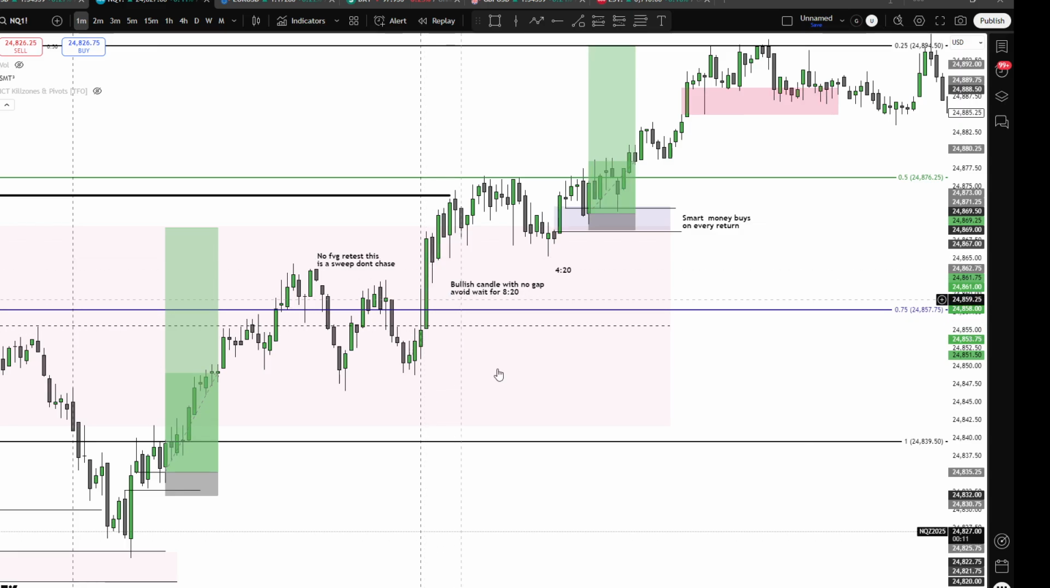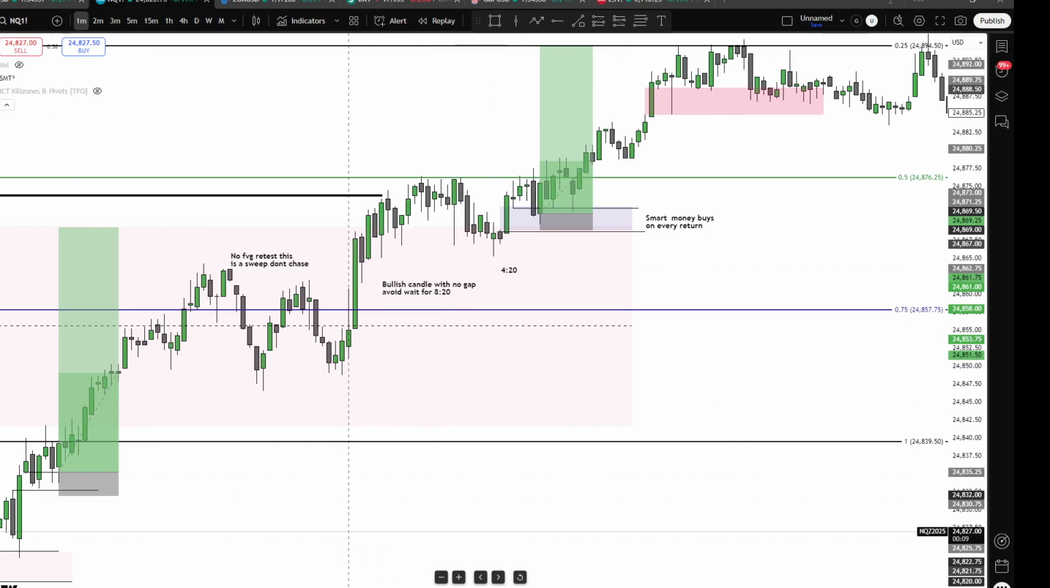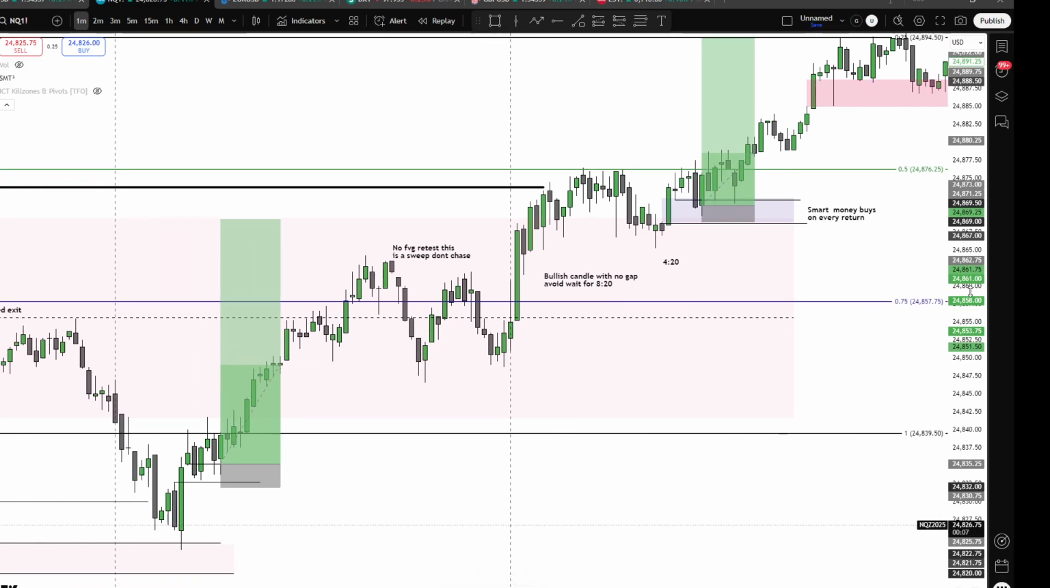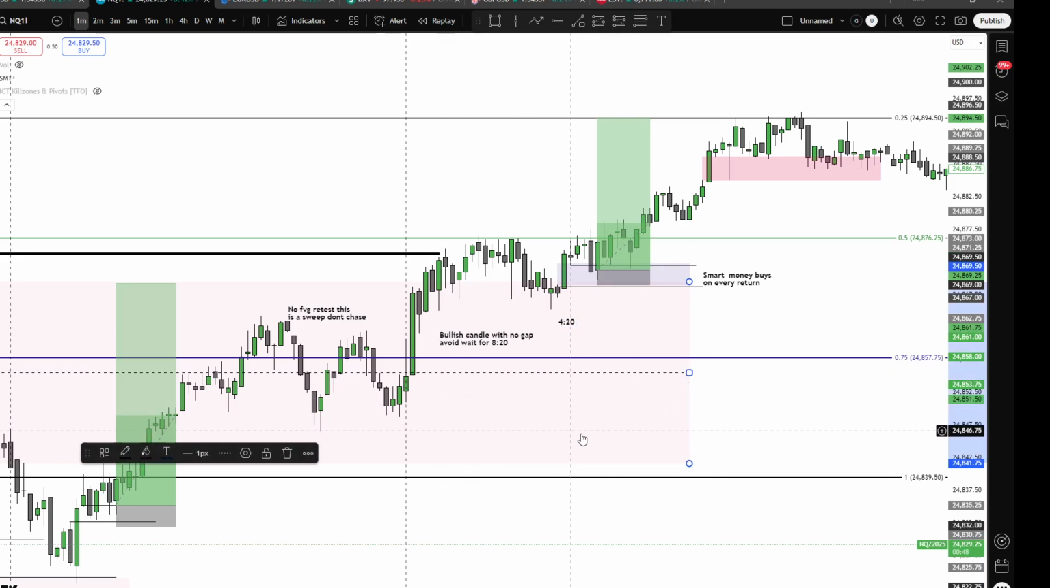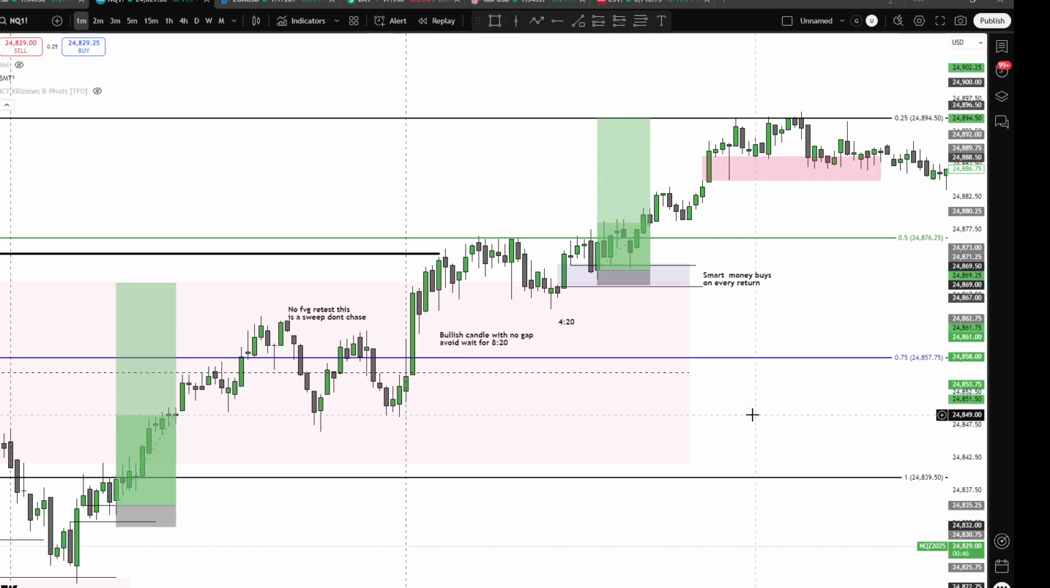If you are buying bullish candles with no fair value gaps, you're going to lose a lot of money. I have lost a lot of money. Wait for 4:20. If there is no setup at 4:20, wait for 4:30, 4:50. You keep moving like that. This is a 1 hour fair value gap. You want to have your key levels highlighted and wait for time.